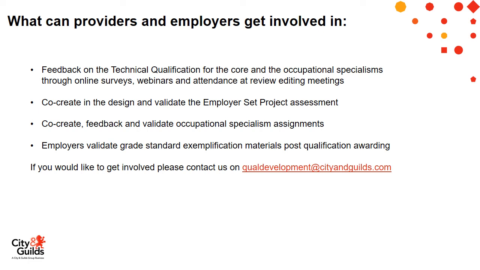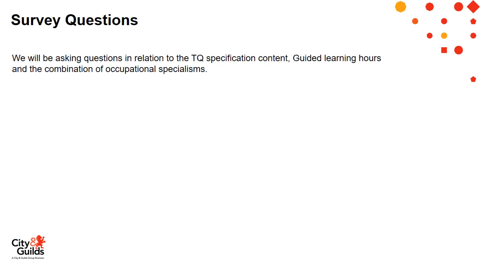Employers validate grade standard exemplification materials post-qualification awarding. So this is where we use a group of employers on an annual basis to actually sign off the award and standards that are met, to inform future years. So if you would like to get involved, please contact us on the email address there, which is qualdevelopment@cityandguilds.com.